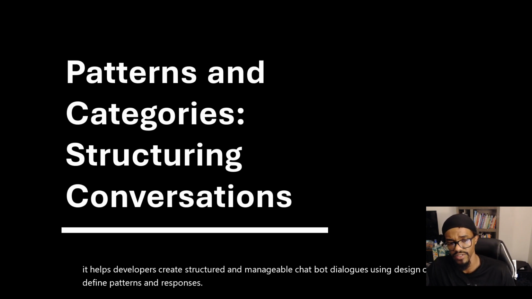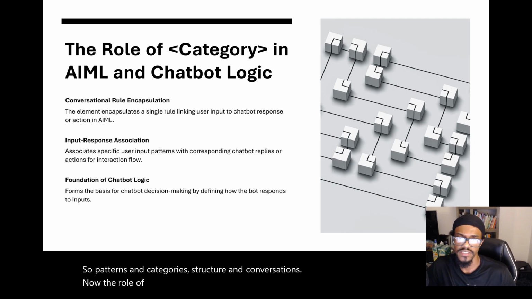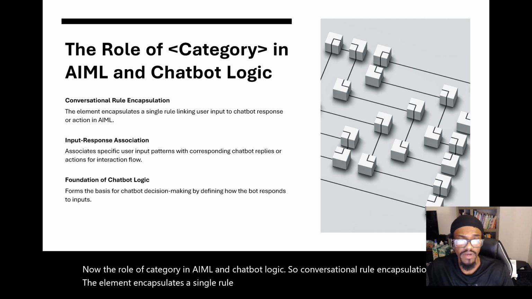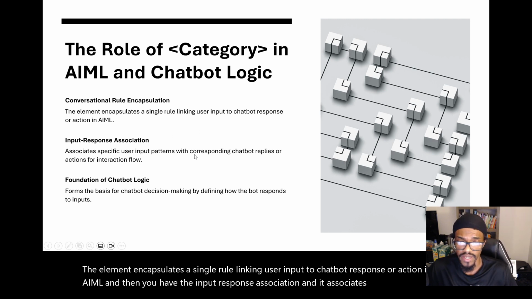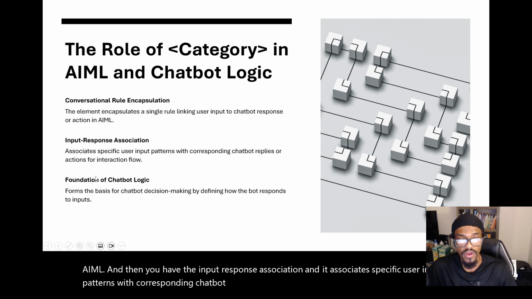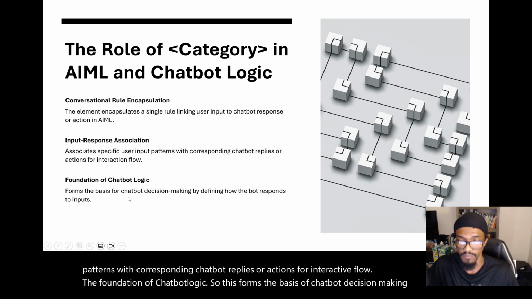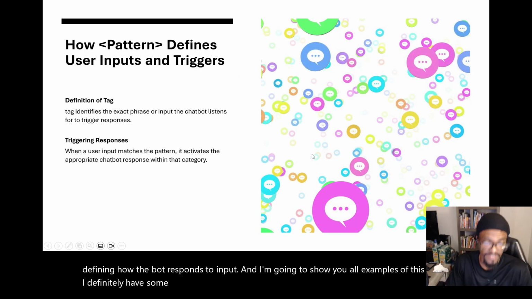So patterns and categories, structuring conversations. Now, the role of the category tag in AIML and chatbot logic. Conversational rule encapsulation: the category element encapsulates a single rule linking user input to a chatbot response or action in AIML. And then you have the input-response association, which associates specific user input patterns with corresponding chatbot replies or actions for interactive flow. It's the foundation of chatbot logic. This forms the basis of chatbot decision making by defining how the bot responds to input. I'm going to show you examples of this code. I definitely have some already written on this whiteboard, so we'll get to it in a few.